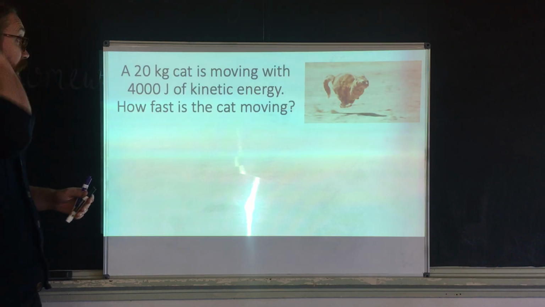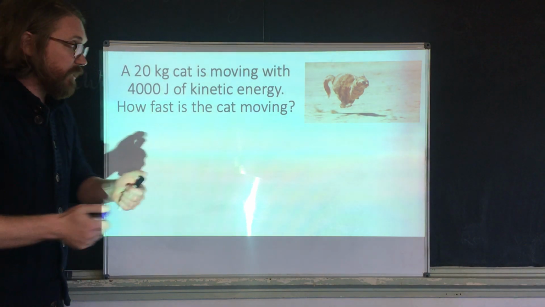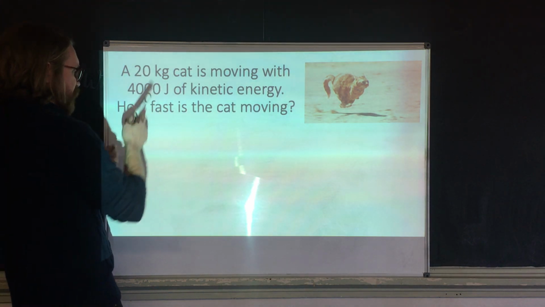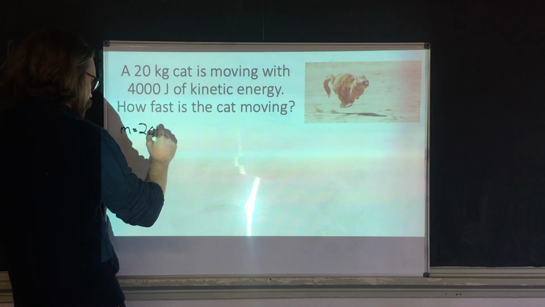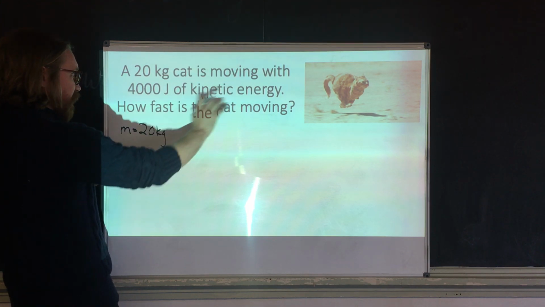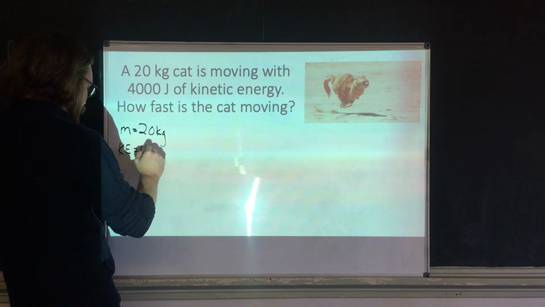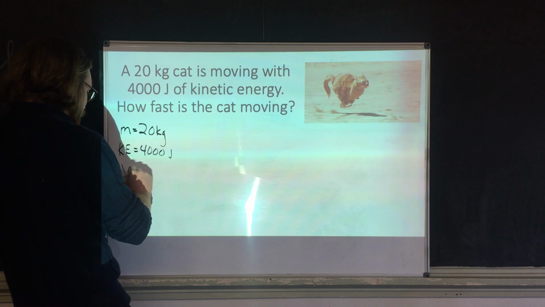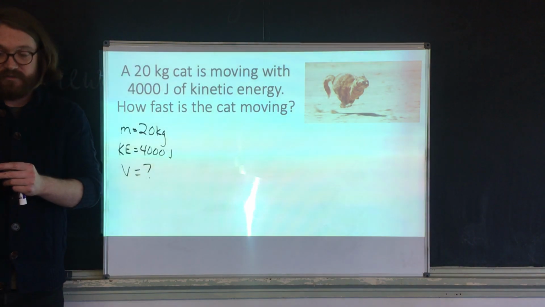All right. Here we have a cat. It's running. Let's see how fast it's running. We have a 20 kilogram cat. Kilograms is my mass. It has 4,000 joules of kinetic energy. KE is equal to 4,000 joules. I want to know what its velocity is. It says, how fast is the cat moving? So now we're looking for velocity.